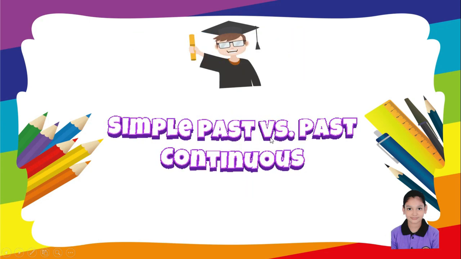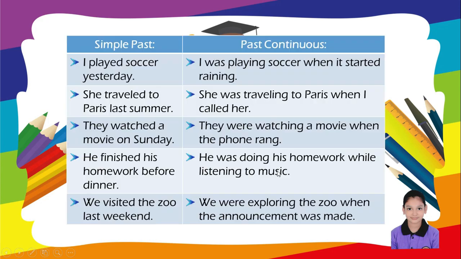Simple past versus past continuous. In simple past, I played soccer yesterday. In past continuous, I was playing soccer when it started raining. In simple past, she traveled to Paris last summer. Past continuous, she was traveling to Paris when I called her, and so on.